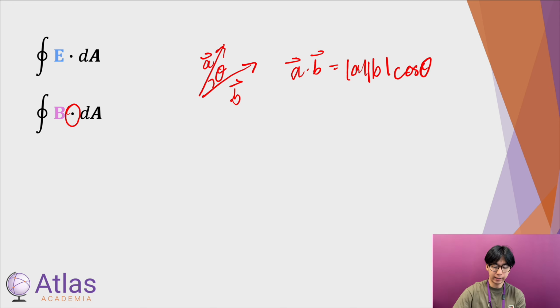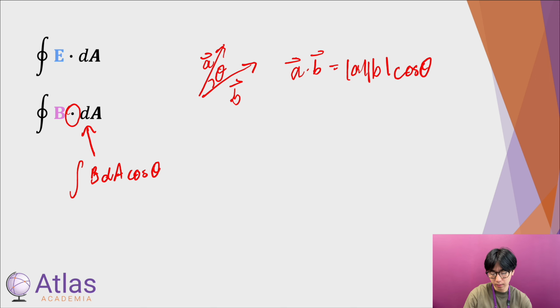So I can really rewrite this equation here as B dA cos theta, right? Now let's have a think about what these variables mean. So theta is obviously the angle enclosed by B and A. B is magnetic field strength, as you guys know, and A is area. Recall that area is also a vector with a direction, which we'll talk about in a second.